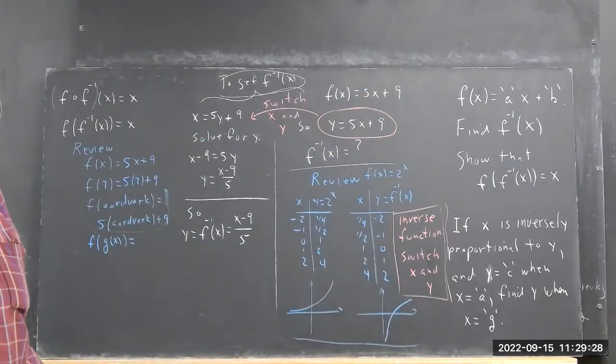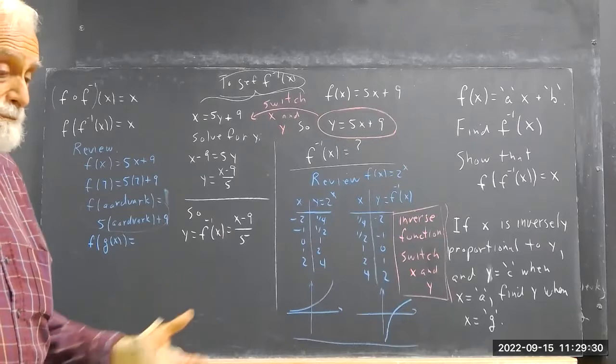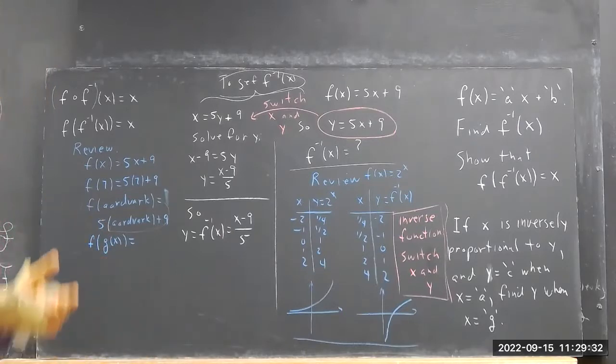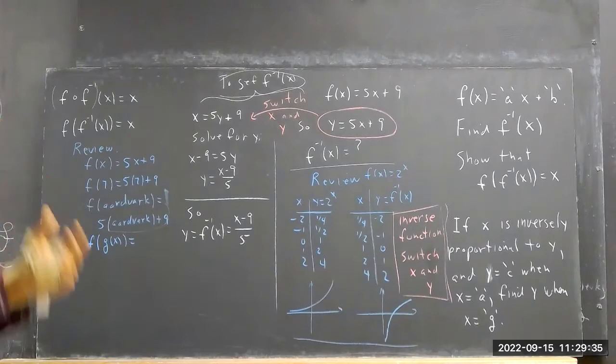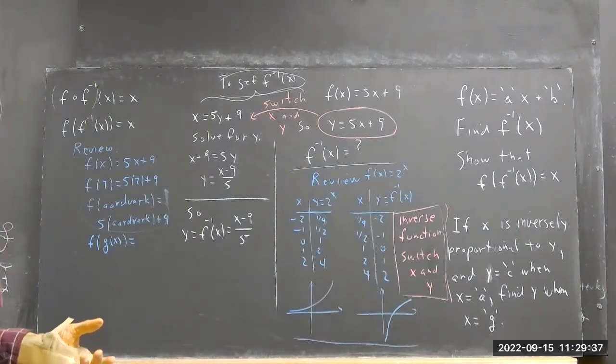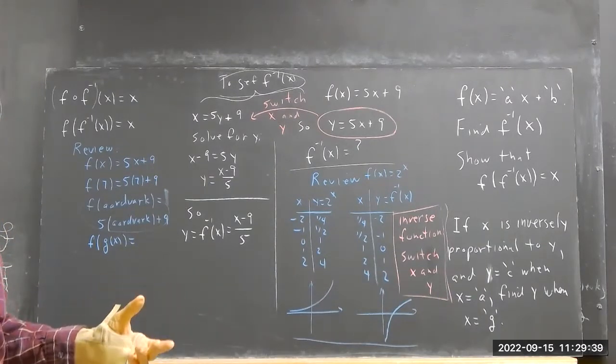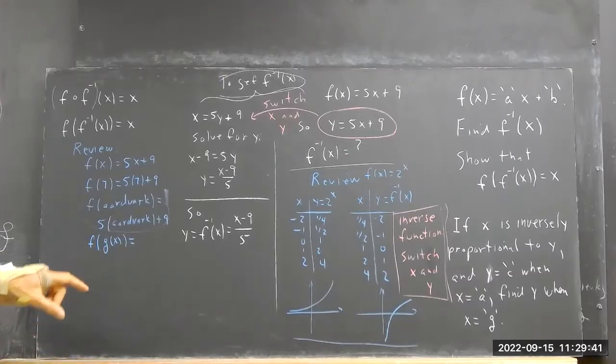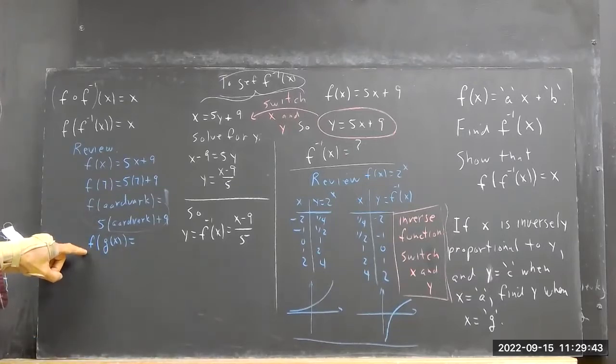Okay, now you knew that. 5 aardvarks plus 9. You can at least visualize 5 aardvarks. It's unlike trying to do the square of an aardvark. I don't know how you can do that either. Okay, so down here, tell me what's f of g of x.